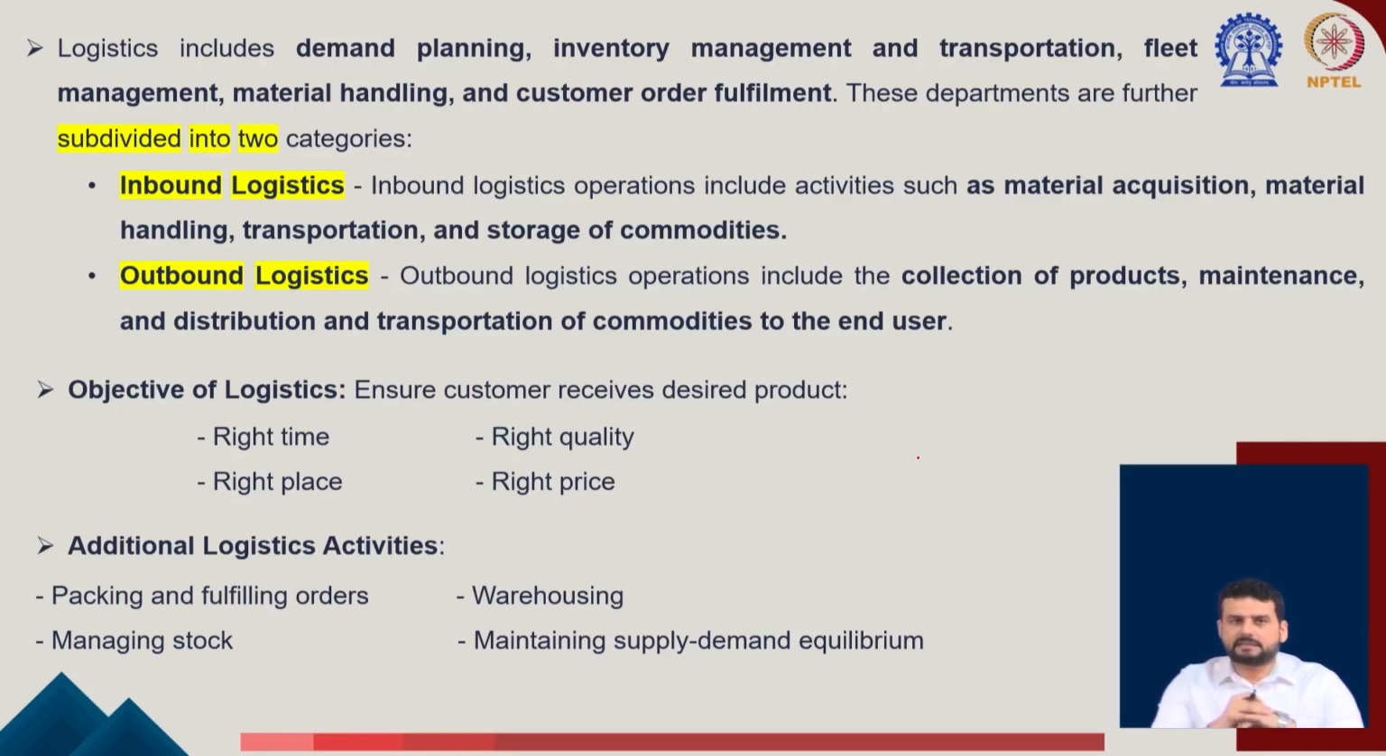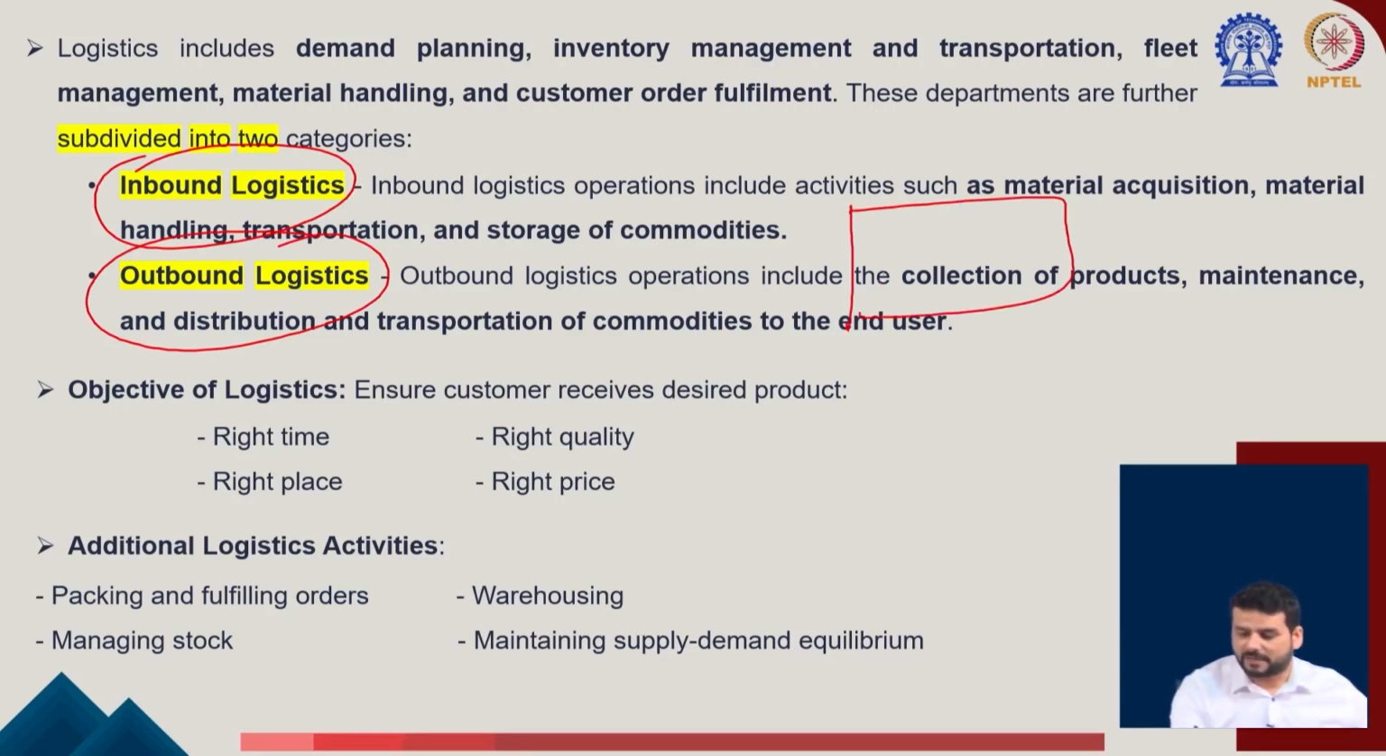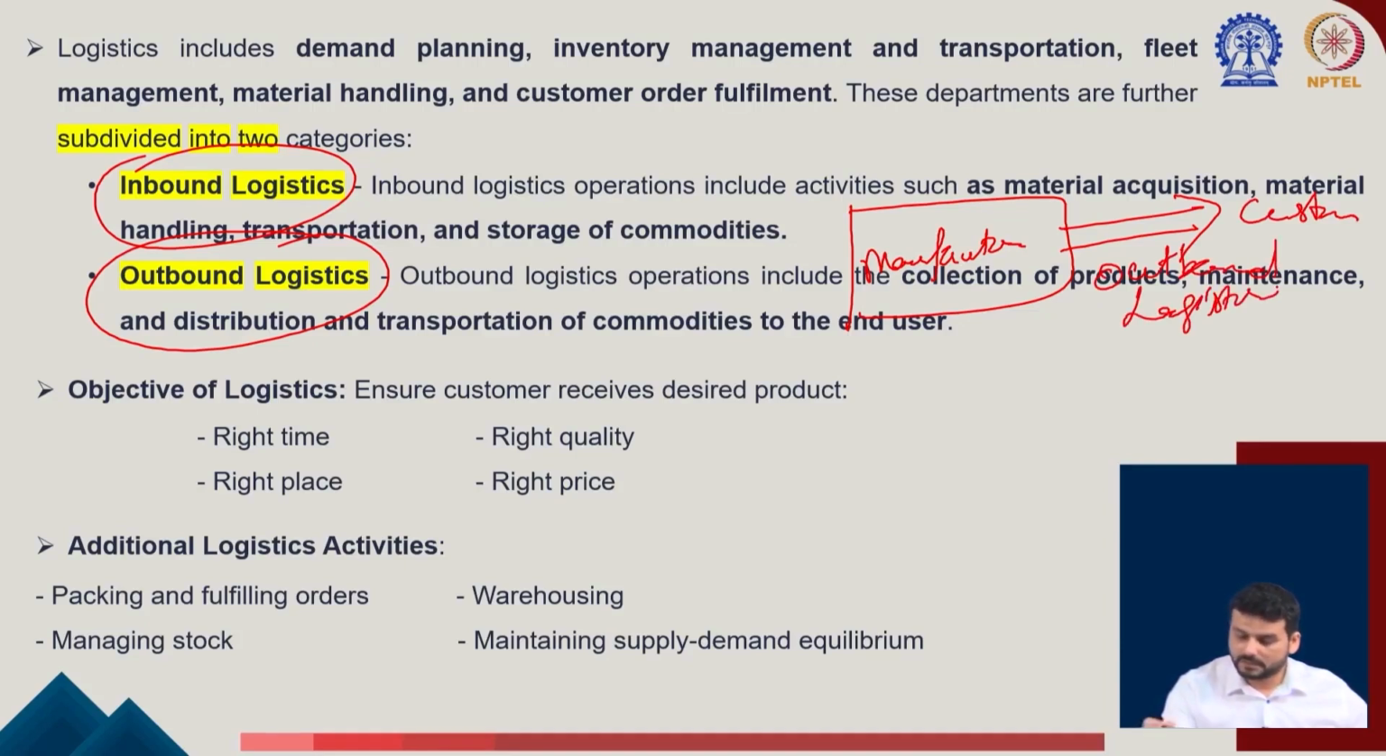So let us understand this in two different concepts. One is inbound logistics, the other is outbound logistics. As a manufacturer, whatever it takes to deliver the product to the end customer is outbound logistics. And shifting the raw material from the raw material suppliers is known as inbound logistics.